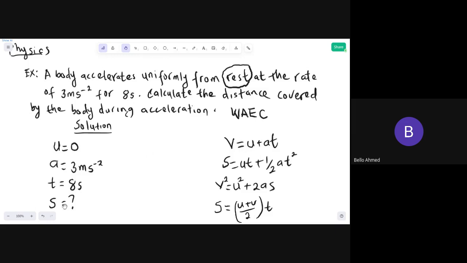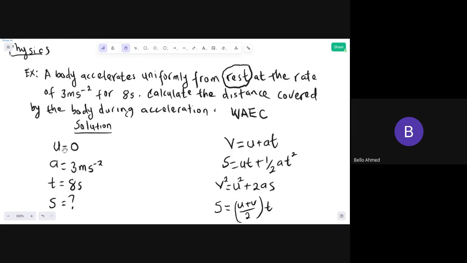Now, if I look at the second equation, you discover that it has u. It also has a. You can see a here. It has t, and it has s. So this equation is suitable. The second equation is suitable for us to use, and I am going to use it. If you look at the third equation, we don't even have time there. So this second equation is suitable, and that is how you pick the equation you are going to use to solve your problem, after you have written out all your parameters.